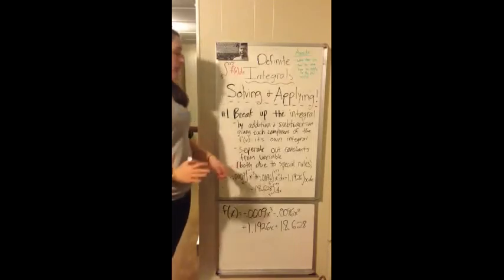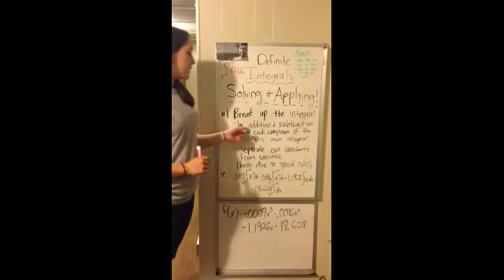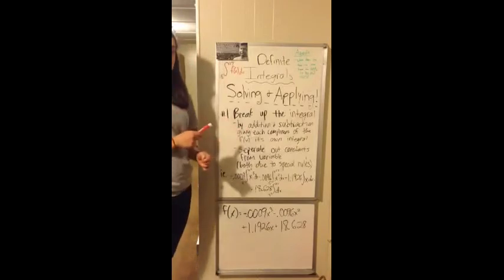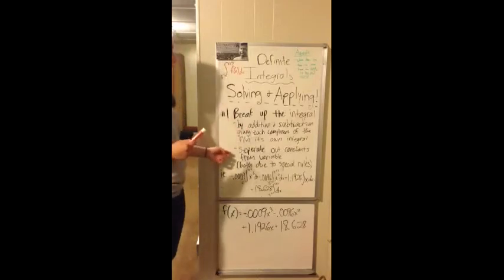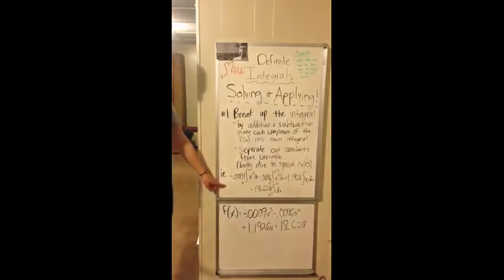The first step to solving is we have to break up the integral. We will do this by giving each component of the function its own integral, or breaking it up by the addition and subtraction. Then we're going to separate out the constants and the variables, and both these are specific rules for integrals. Here is an example right down here.